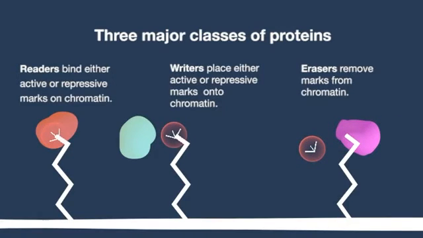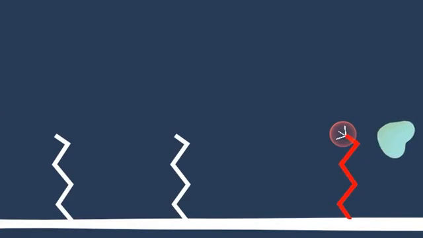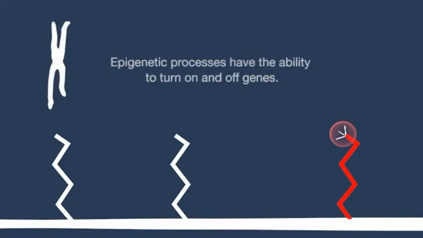These enzymes perform their job simultaneously, meaning that an active mark might be erased at the same time that a repressive mark is placed, and vice versa. How these enzymes work together is an active area of research. What is known is that epigenetic processes have the ability to turn on and off genes. The regulatory process is dynamic and reversible.